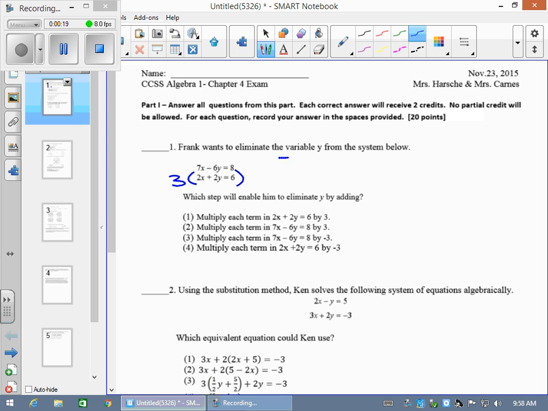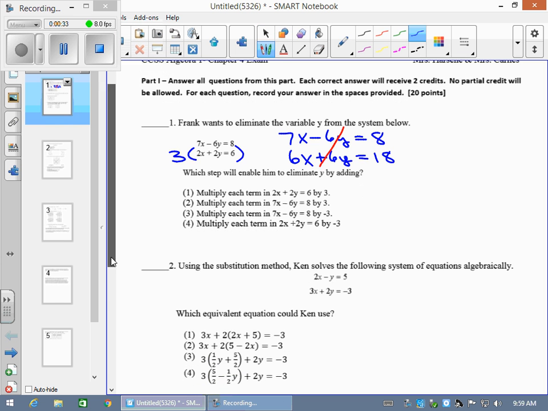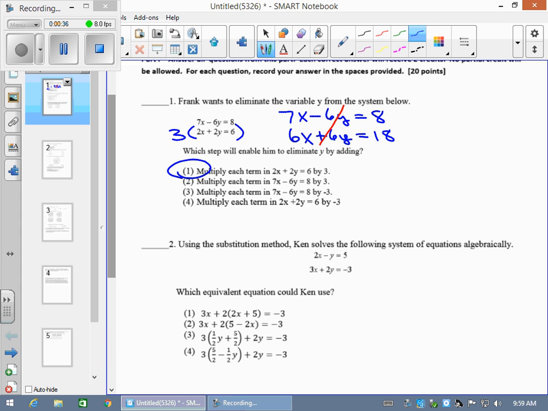If you did that, the top equation would be 7x minus 6y equals 8. The bottom equation would be 6x plus 6y equals 18. What you would see is the y values would cancel out, allowing you to solve for x. So the correct choice for number 1 was choice 1.